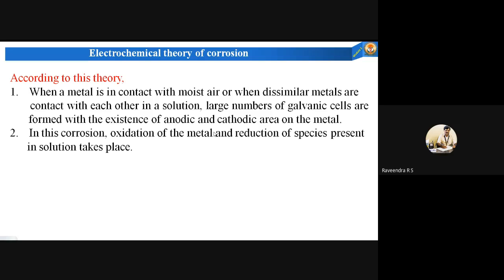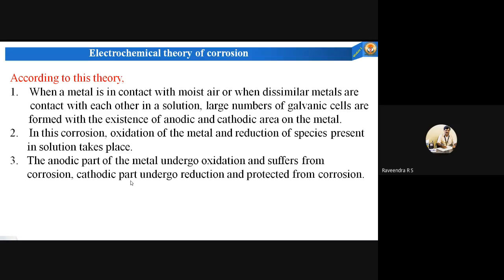That is, one part of the metal gets converted into an anodic area, and another part of the same metal behaves as the cathodic area. In this corrosion, oxidation of the metal and reduction of the species present in the solution takes place. So, what species undergo oxidation? What species undergo reduction? In this case, the answer is very simple. The metal undergoes oxidation, whether it is iron or copper. At the same time, the species present in the solution, maybe hydroxide ions or some other things, undergo reduction. So, oxidation of the metal and reduction of the species present in the solution takes place.